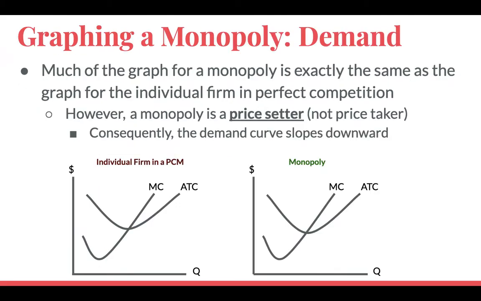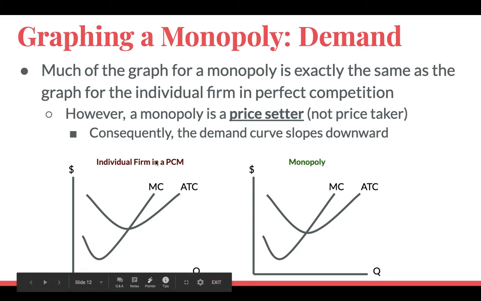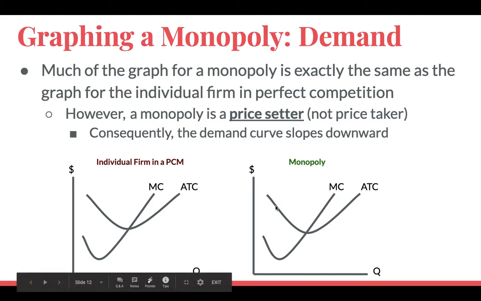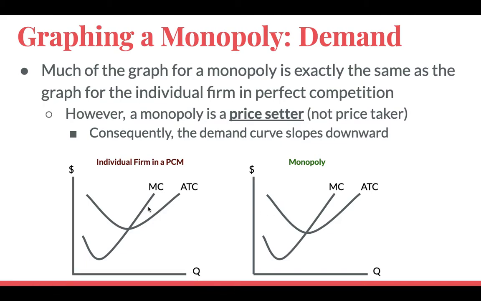Today, our focus is on the graph for a monopoly, and actually, it's very similar to perfect competition. We've got two graphs here at the bottom. The one on the left is an individual firm operating in perfect competition, which we saw last unit, and the firm on the right is a monopoly. And as you can see, they're exactly the same for right now. The reason for that is the cost curves for an individual firm in perfect competition or for a monopoly are the same. The only two curves we have up here right now are marginal cost and average cost.